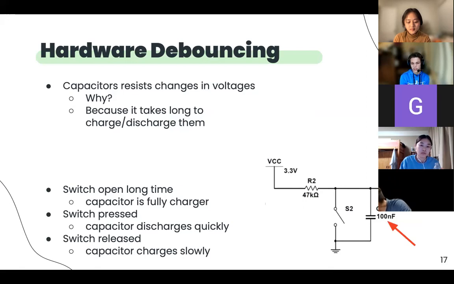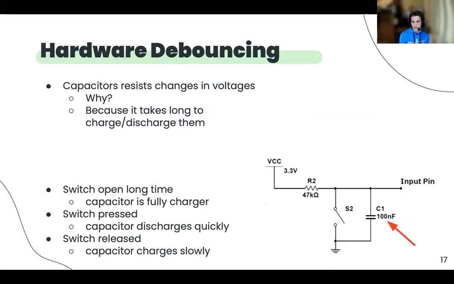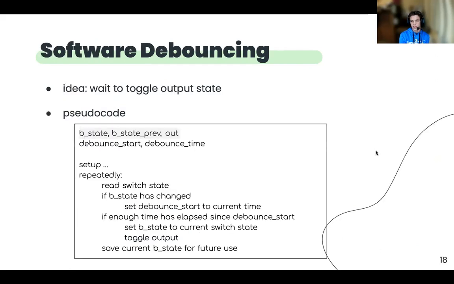So yeah, if you look on the diagram, we basically add a capacitor that looks almost like it's in parallel with the switch, and that also connects to ground. In the long run, the capacitor is going to be charged if the button is not being pressed. As soon as you press the button, the capacitor will discharge really quickly. Once you release the switch, it has to charge slowly back up. But this will basically help debounce the button on the hardware side.